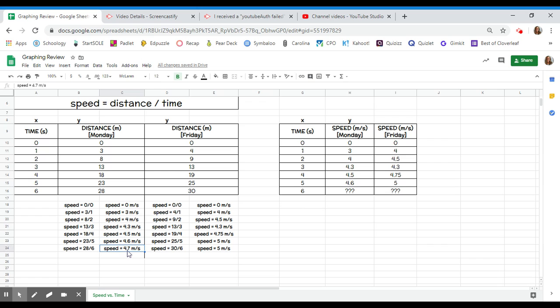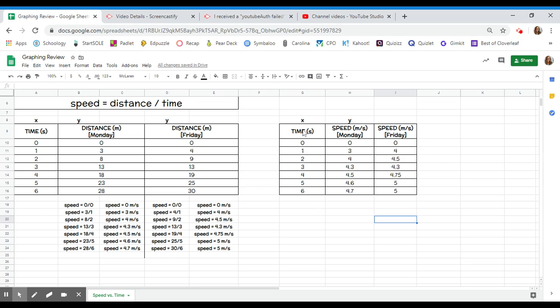So now we have another one to add. We have 4.7 meters per second at 6 seconds. So up here, we're going to come up and write 4.7. And then I did the same thing for Friday. So the only thing we need to add is our speed at 6 seconds, which was 5 meters per second. So we're going to put a 5 up there. So our data table is all filled out.